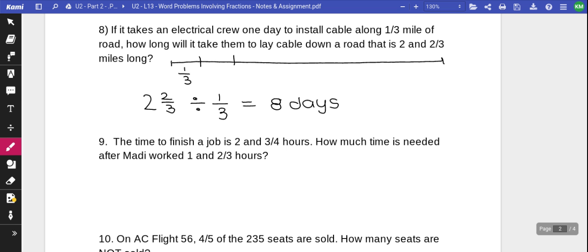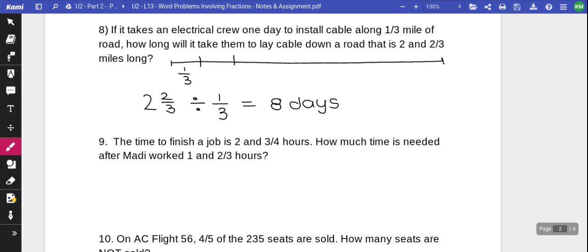Time to finish a job is 2 3/4 hours. How much time is needed after Maddie worked 1 2/3 hours? This is like a how much is left question, agreed? If it's a how much is left question, what operation does that kind of sound like? So it's actually not division, subtraction. It's like if I go to the store and I have a certain amount and I use some of the money, how much is left I would subtract. This is the same thing.